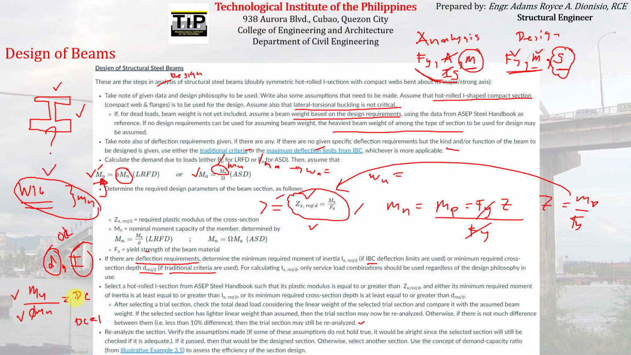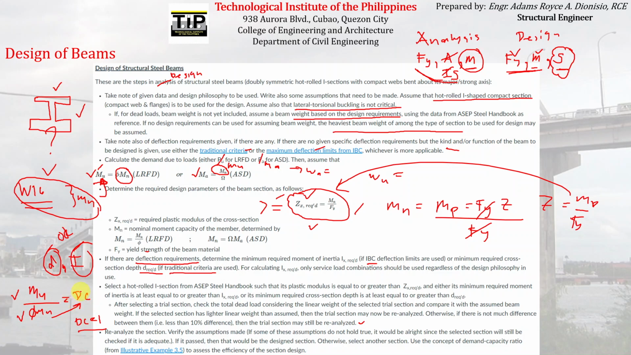Ideally, we want the demand capacity ratio to be equal to 1. Meaning, Mu is just equal to phi Mn. The demand is just equal to the capacity. Because if this is 1, if you multiply this to the right side of the equation, the resulting equation is just Mu equal to phi Mn. We want that to happen. We want our demand capacity ratio to be as much as 1, but not greater than 1.